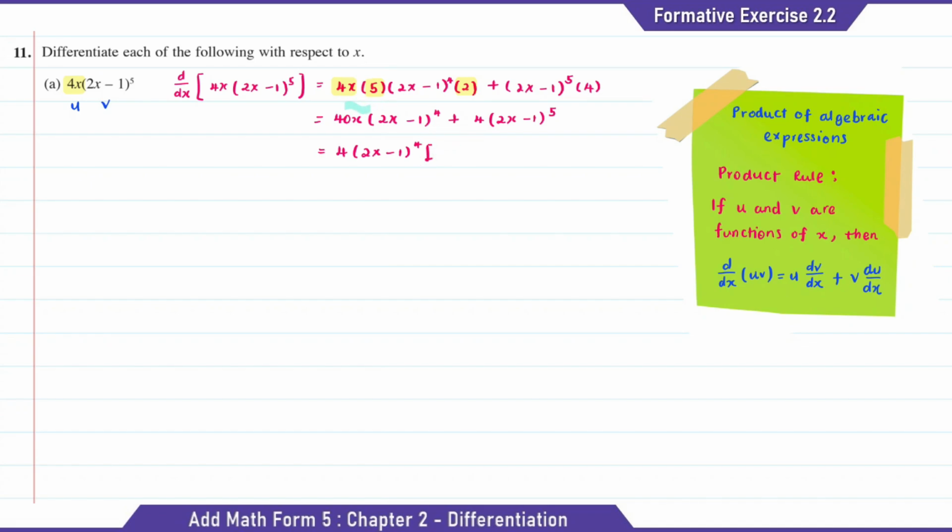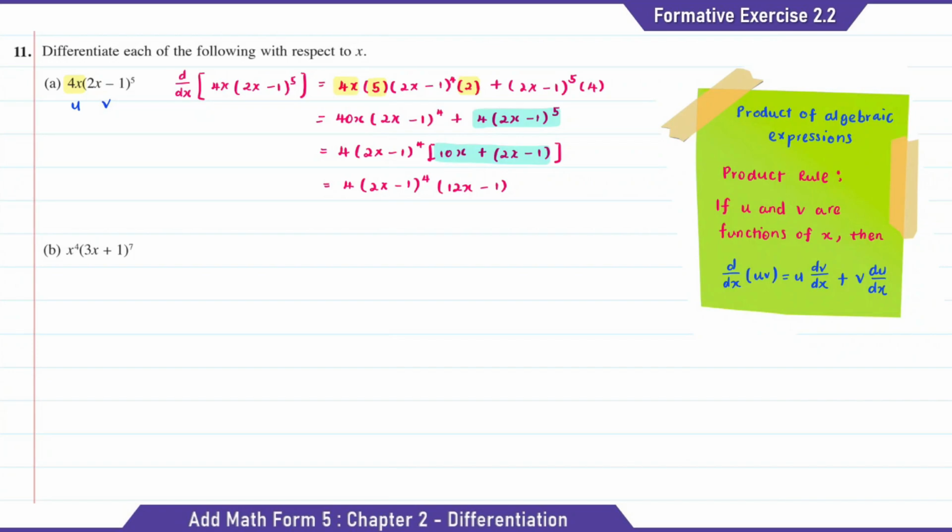Next, we can start factorizing this. For the first term here, this common factor we need to multiply by 10x. And to get the second term here, this common factor needs to multiply by (2x minus 1) to the power of 1. Next, solve this bracket. This will be 12x minus 1. As we cannot factorize this further, this will be the answer.